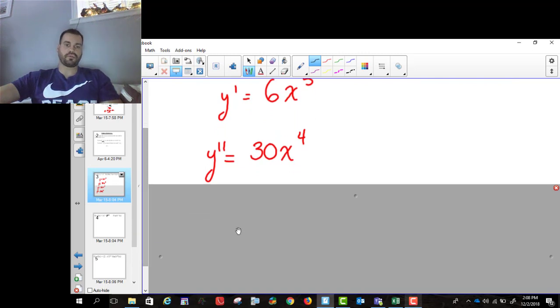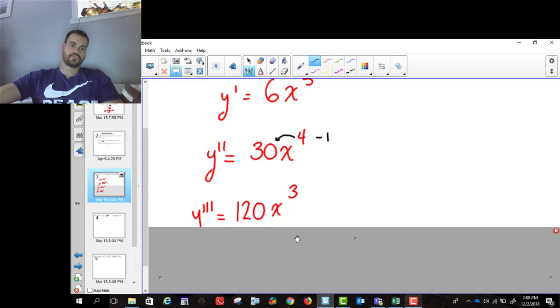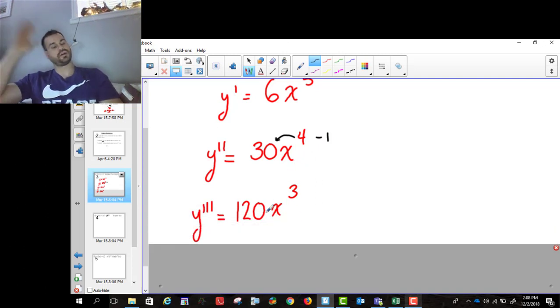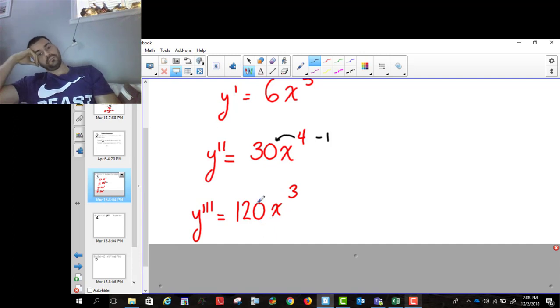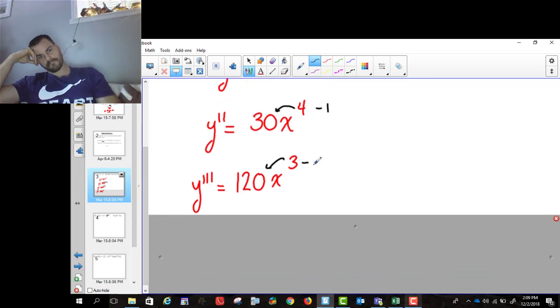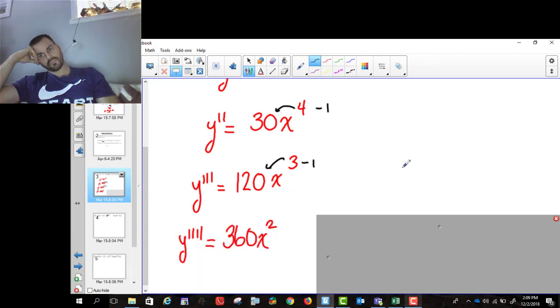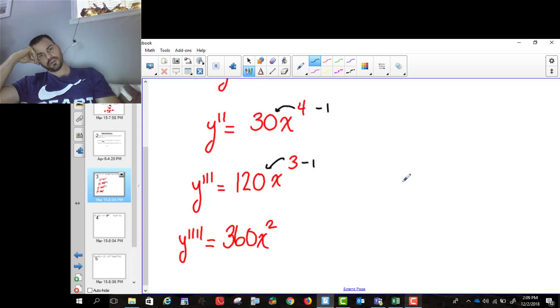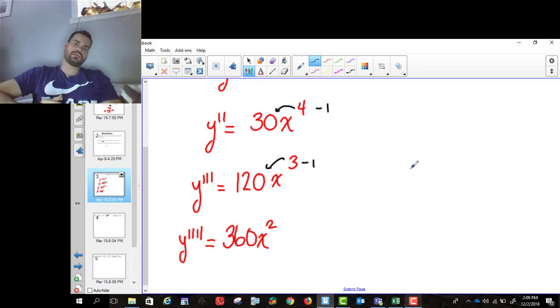And then if we want to take the third derivative, because we want all 4 of them eventually, same pattern, going to bring that 4 down there, and then subtract 1. So I get that, right? Because 4 times 30 is 120. And then we would bring the 3 down. 3 times 120, and then subtract 1 from the power. So 3 times 120 is 360, and it's x squared. So I hope you get that. It's just a derivative after derivative.